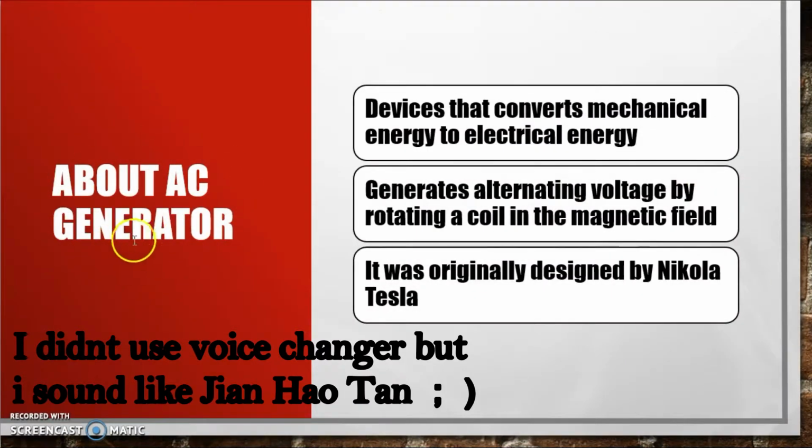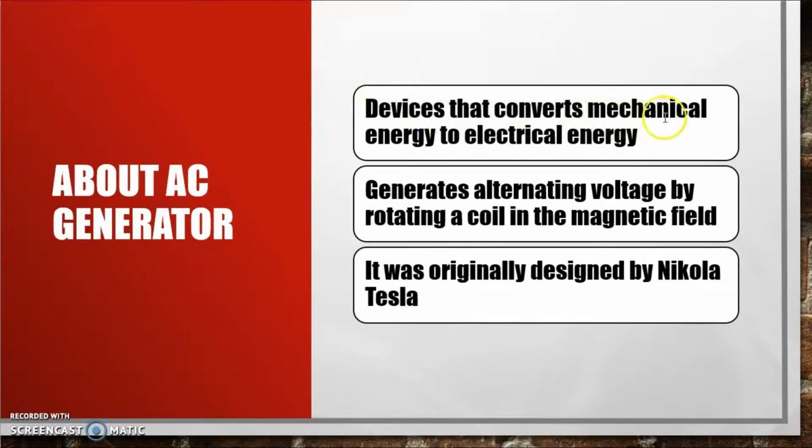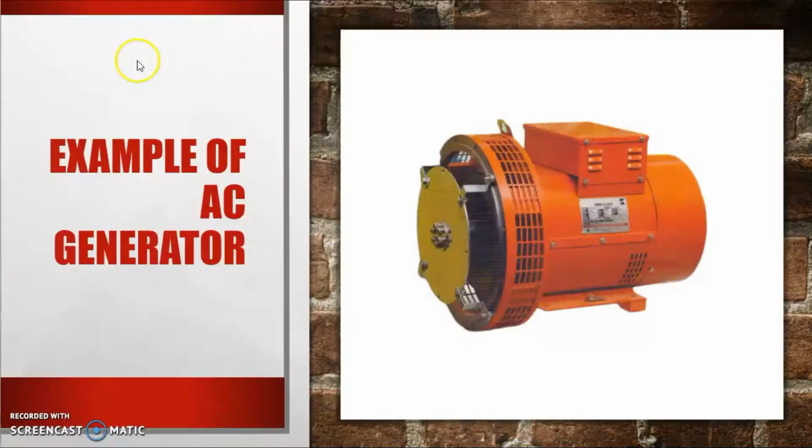AC generators. AC generators are devices that convert mechanical energy to electrical energy. It generates an alternating voltage by rotating a coil in the magnetic field. AC means alternating current, which is a current that reverses its direction at regular recurring intervals. The AC generator was originally designed by Nikola Tesla. This is an example of an AC generator.